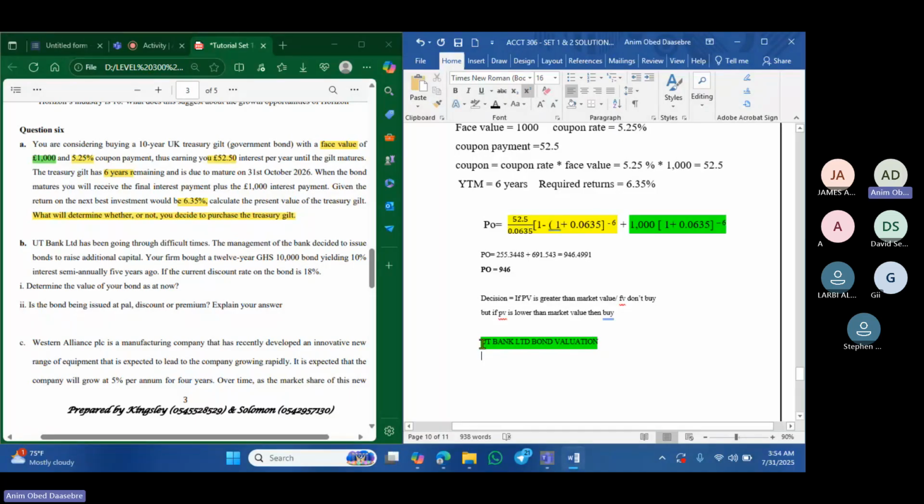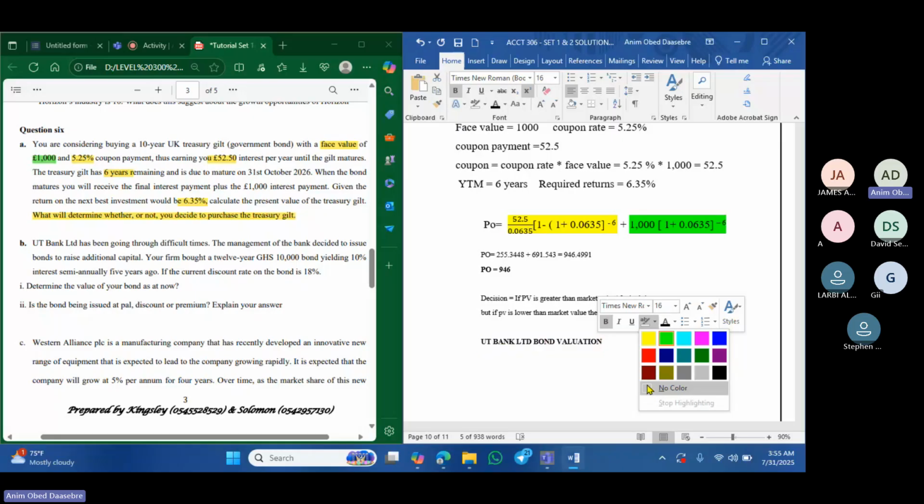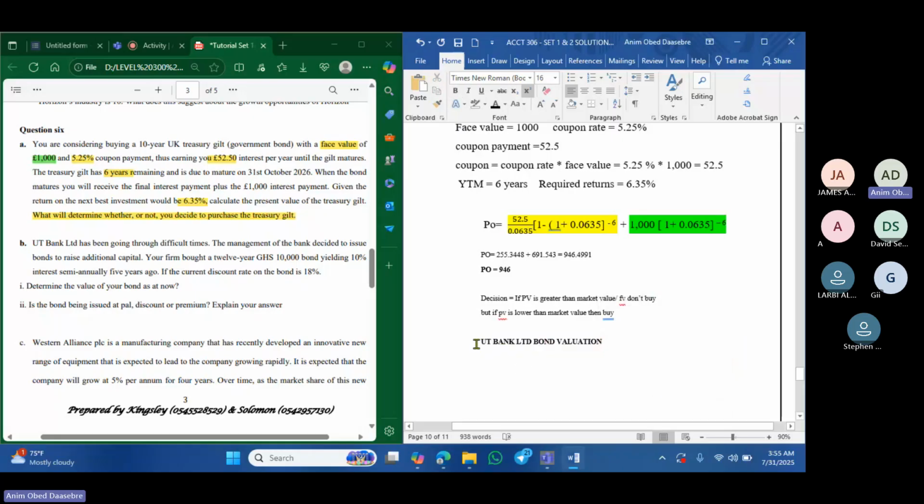So as usual, let's pick out the information and then see how we can solve that. So with this, we also have what? The management of the bank decides to issue bonds to raise additional capital.